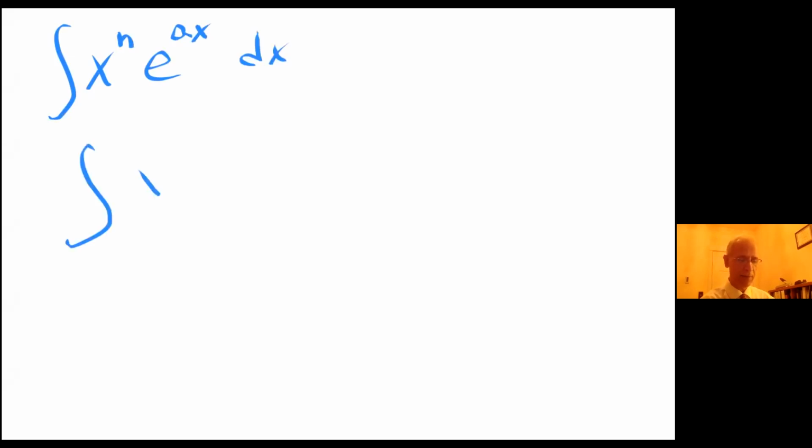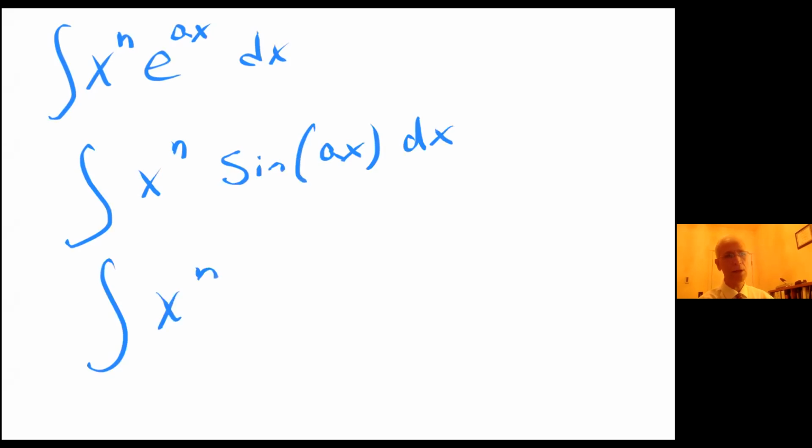I want to tell you about the tabular method. If you have an integral of the form x to the power of n times e to the x dx, or x to the power of n times sine of some ax dx, or x to the power of n cosine of some ax dx, you can use a tabular method that is really fast. It saves you time. So how do you do that?